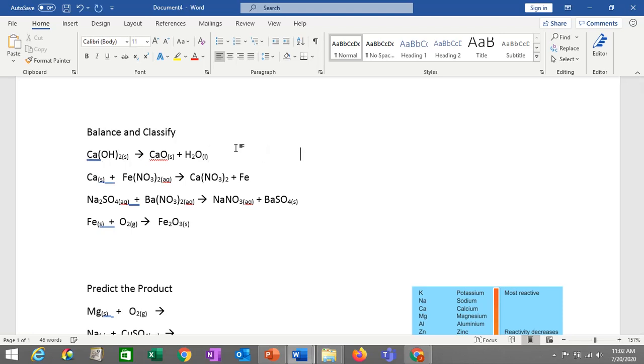What type of reaction is this? Well, you can see that we have one substance, and it breaks apart into multiple substances. So this is going to be decomposition.